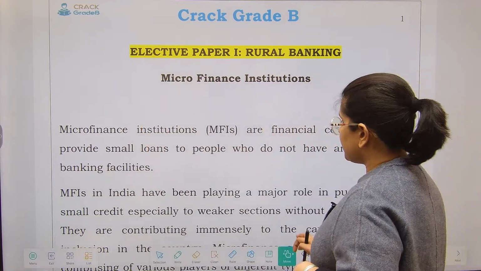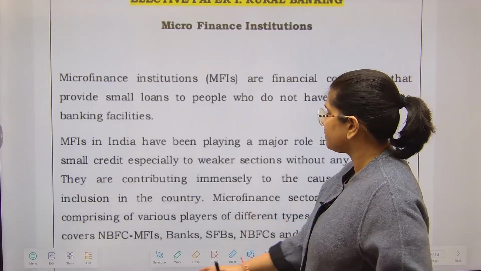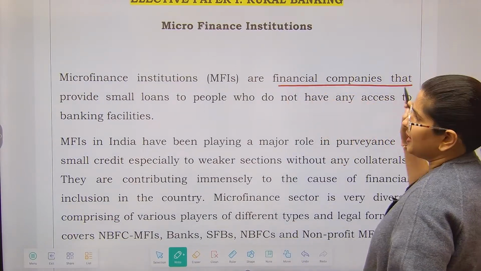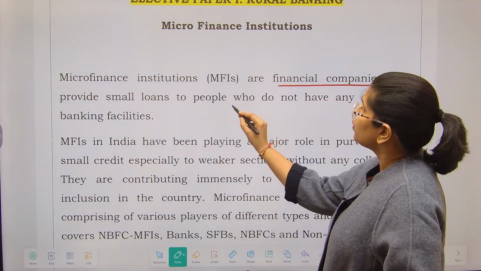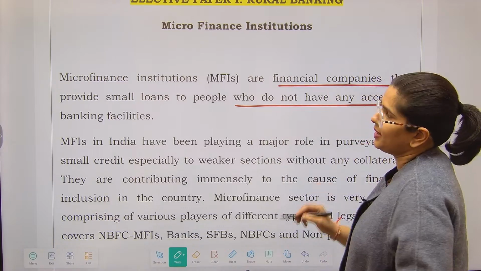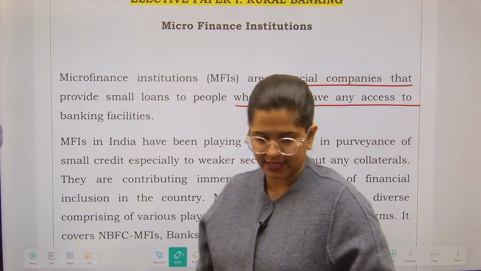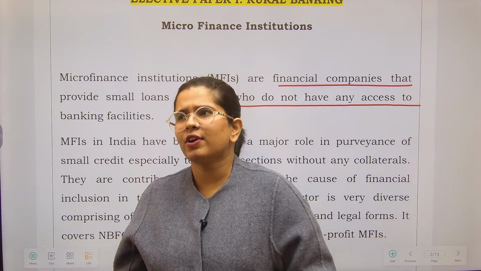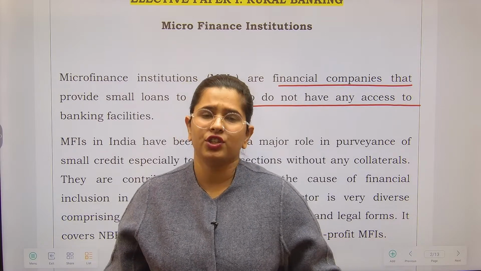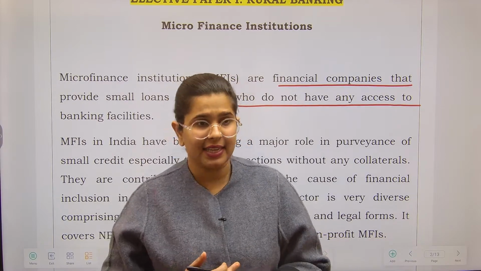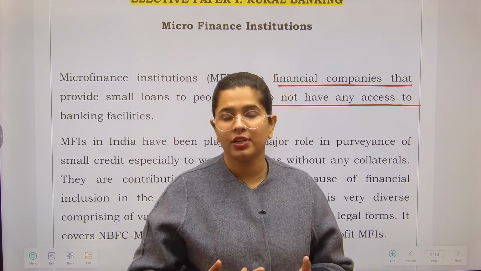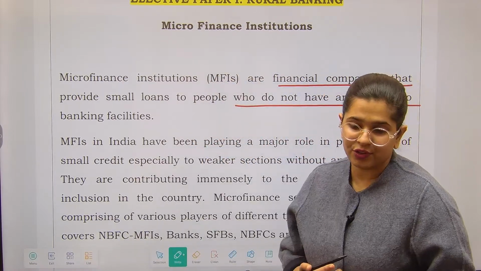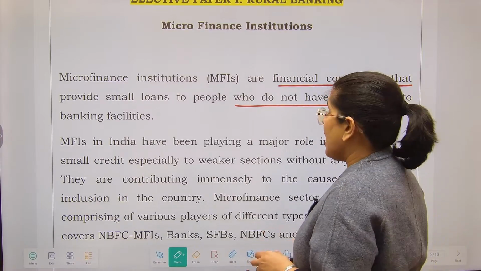So microfinance institutions are what? Microfinance institutions are the financial companies that provide small loans to people who do not have any access to the banking facilities, right? So these are those kind of loans to the people. This is what you can say is a generic definition. जिन लोगों के पास में banking facilities नहीं है or they do not have enough collateral to provide to the banking sector, for them microfinance institutions have been envisaged, right?